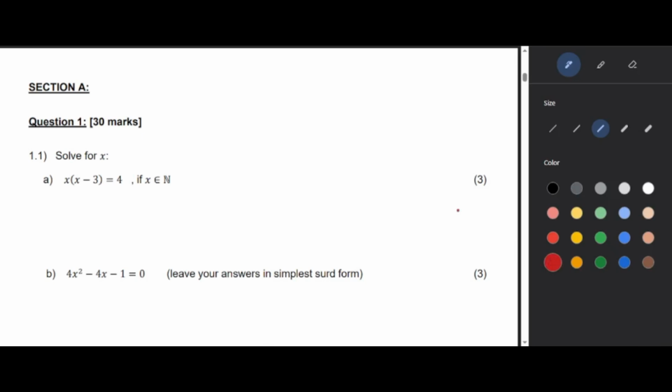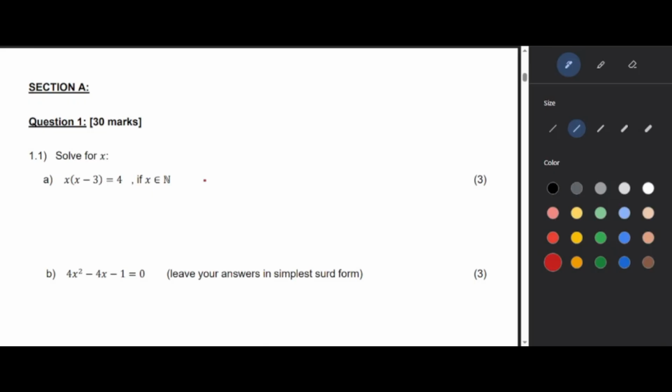The first question says solve for x if x is an element of natural numbers. We'll come back to that statement. We'll definitely come back to where they say x is an element of natural numbers. This tells you that you need to reject something at the end.